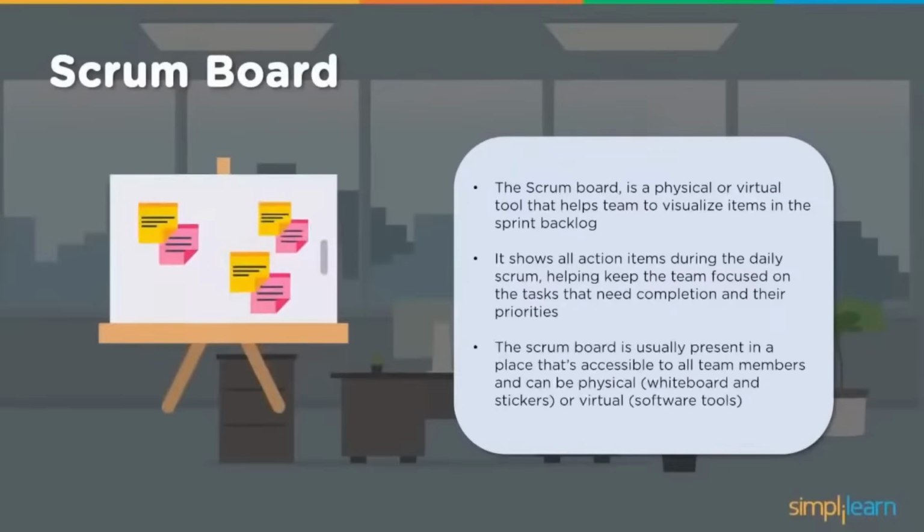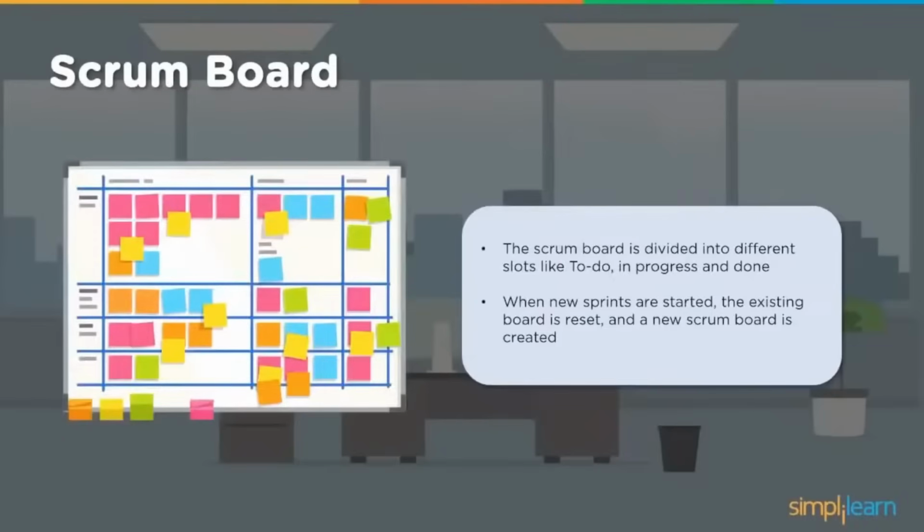The Scrum board is usually placed where it is accessible to all team members. It is a visual board, and can be physical, a whiteboard and stickers, or virtual software tools displayed on the screen. The Scrum board is divided into different slots like to do, in progress and done. When new sprints are started, the existing board is reset and a new Scrum board is created.